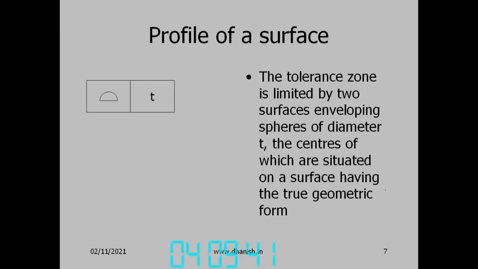And for profile of a surface, the tolerance zone is limited by two surfaces enveloping spheres of diameter t, the centers of which are situated on a surface having true geometric form. So in the case of profile of a surface, instead of circles we have spheres, and the limiting zone is identified by two surfaces. Instead of two lines, it becomes two surfaces, the three-dimensional equivalent. So these are the geometric form tolerances.